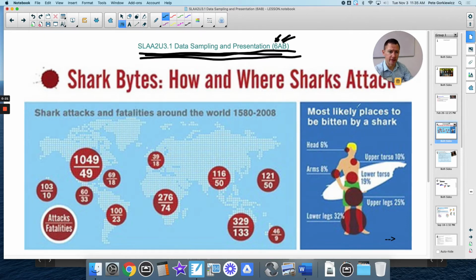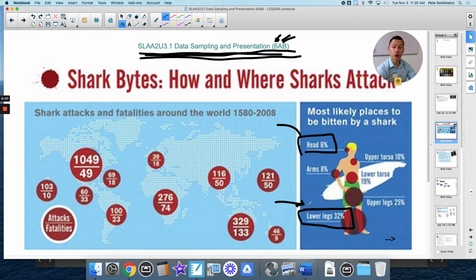Here's some statistics. 6% of shark bites are to the head and 32% are to the legs. Now, those are statistics, right? That's somebody took some data and that's what they found.